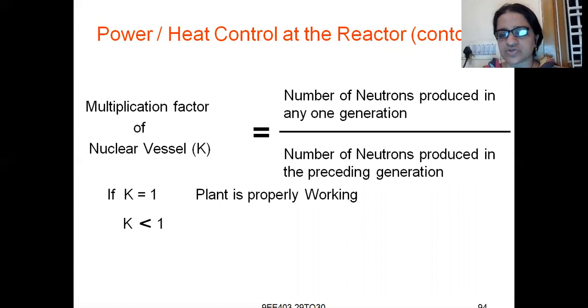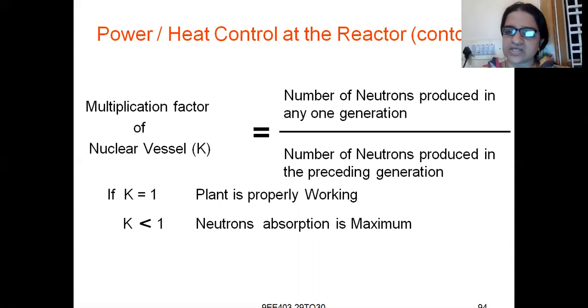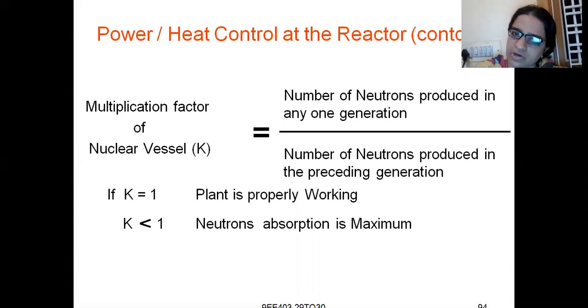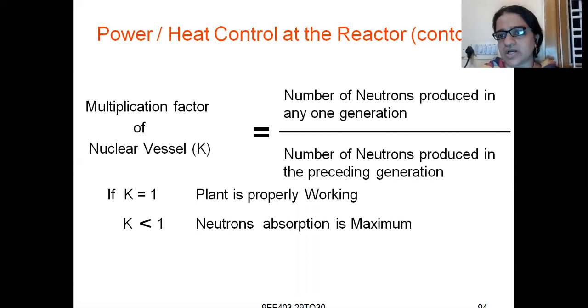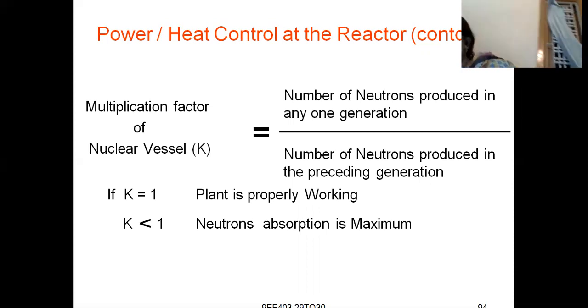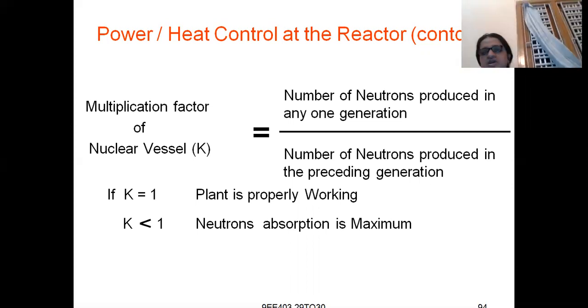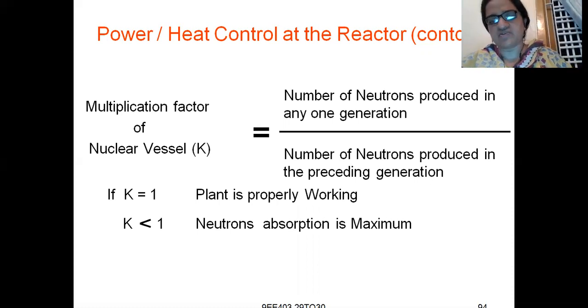Right, if K is equal to 1, the plant is working properly. K is less than 1, neutron absorption is maximum. K equal to 1 means the neutrons produced in the preceding generation, or the number of neutrons produced in any one generation. If you take any one generation, what is the number of neutrons? And just after the nuclear reaction which is taking place, how many neutrons are released? If you divide both of them and you get 1, then the plant is working properly.